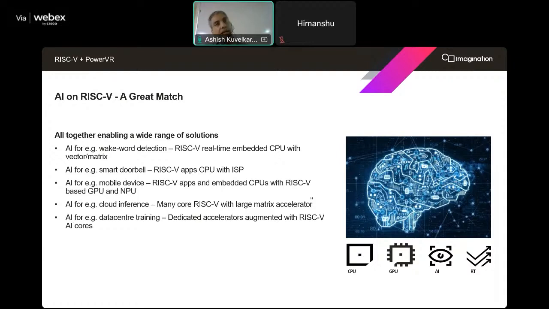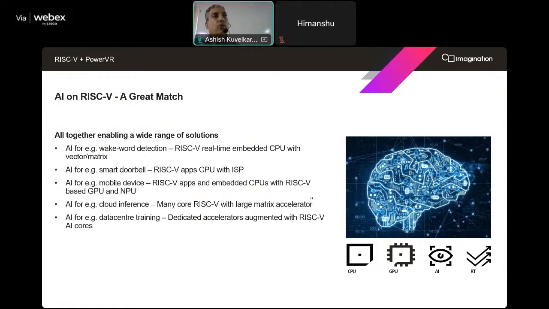You look at AI for a smart doorbell. You're saying that I need the small RISC-V CPU with an image sensing processor, or maybe a GPU. Obviously, people are doing some amount of AI workloads on mobile phones. It's a combination of CPU, GPU, and a neural processor.